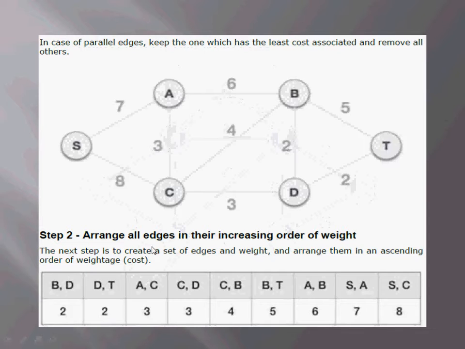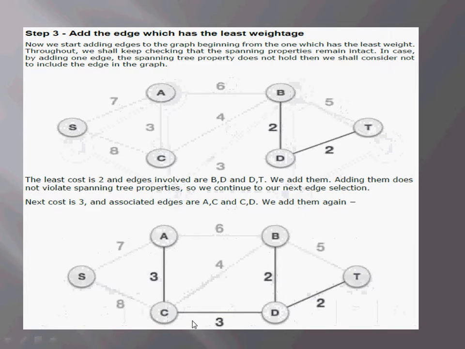Okay, here we arrange all these in increasing order of weight, that is BD 2 and DT 2, AC 3, CD 3, CB 4. Like this we have to arrange them in ascending order. So add the edges which have the least weightage. Now it has the least weightage, and when combining two, if it's very high, we have to discard it. That's what our meaning is.